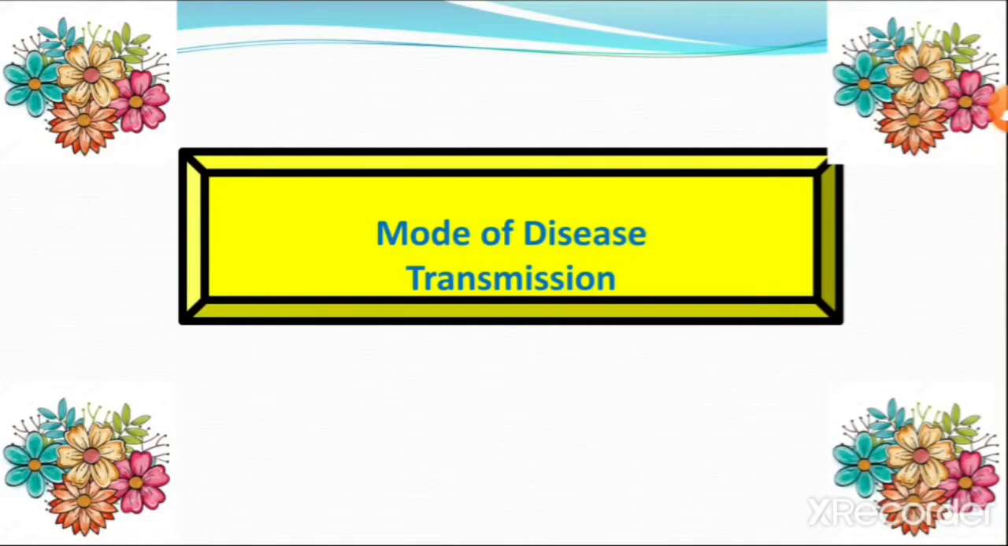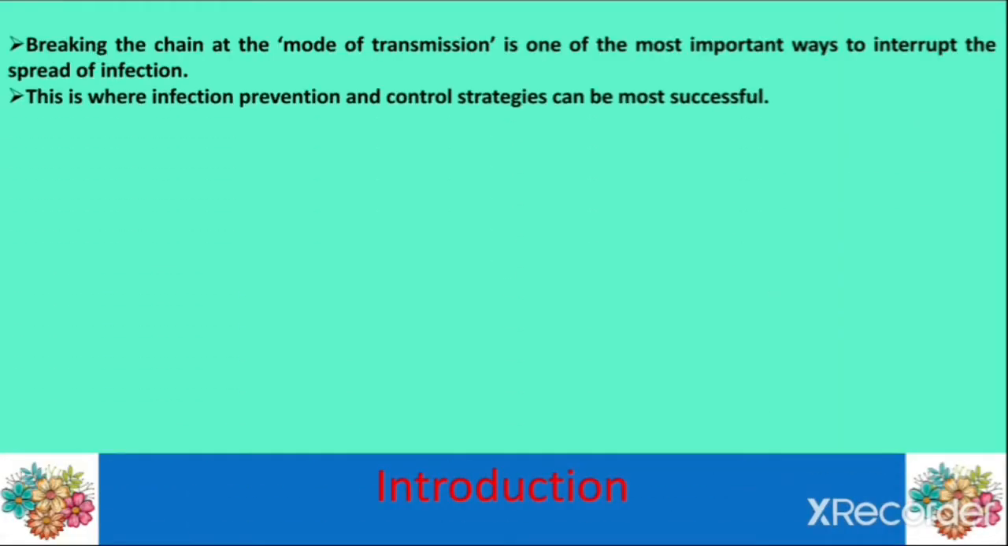In the present video lecture, we are going to understand the mode of disease transmission with respect to different types. Let's start with the introduction. Breaking the chain at the mode of transmission is one of the most important ways to interrupt the spread of infection. This is where infection prevention and control strategies can be most successful.